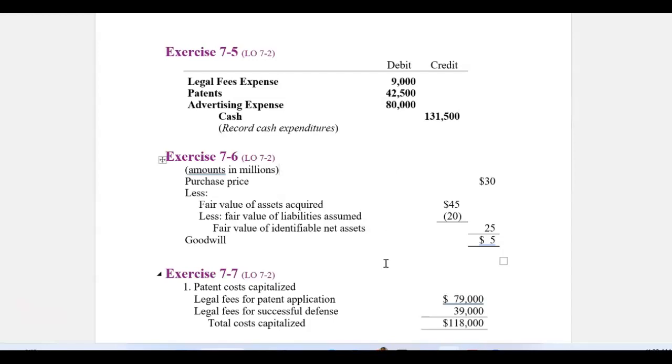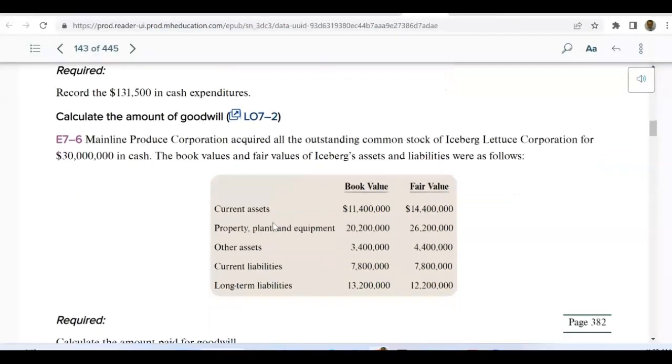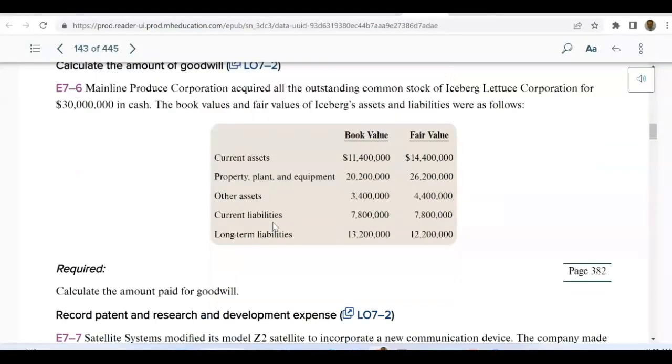Okay, let's do one more. Again, helping you a little bit on your homework problems and understanding of the chapter anyway. Mainline Produce Corporation acquired all the outstanding common stock of Iceberg for $30 million in cash. The book values and fair values of Iceberg assets and liabilities were as follows. This is a very good question.